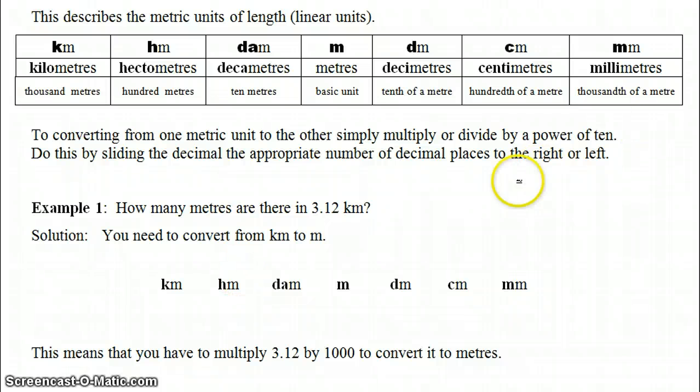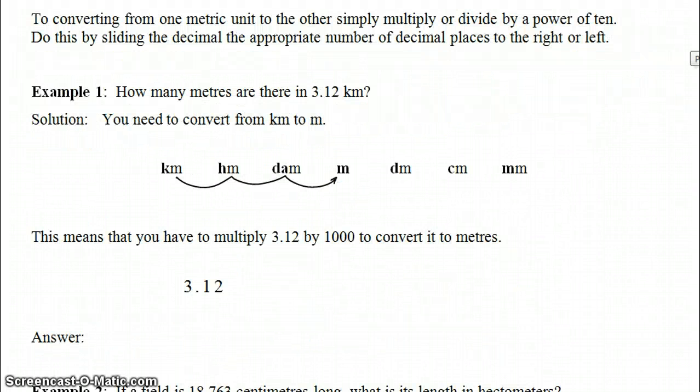Let's take the first example. How many meters are there in 3.12 kilometers? So we're converting from kilometers to meters, which would be 1, 2, 3 steps to the right, which, as you see here, means you have to multiply 3.12 by 1,000, because each of these unit conversions is a multiplication by 10.